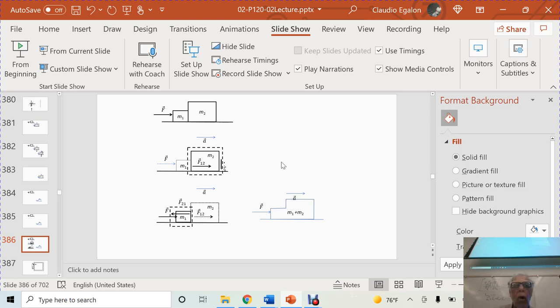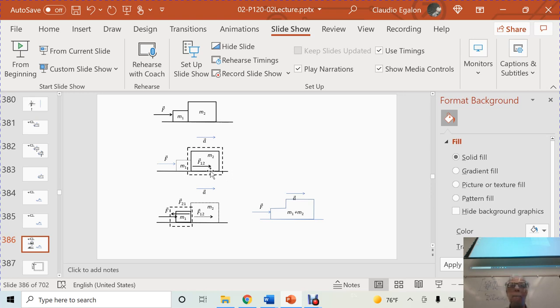So now we are going to consider just block number 2 as though it is our system. So that's the idea of systems in physics. Okay? And we're going to apply Newton's second law. Do you see the force F touching block number 2? No, right? So you do not account for this force F. You account only for the force that block 1 is applying to block number 2.